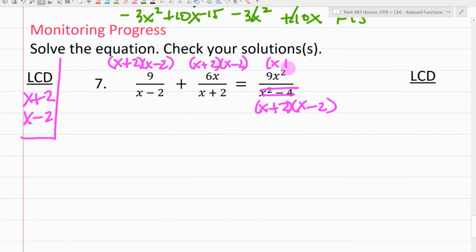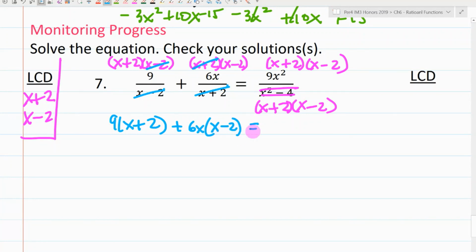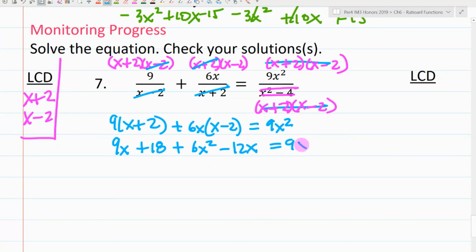If you put all your questions all together, you're not going to have any space to multiply that in. So cancel the x minus 2, I'm left with a 9 and an x plus 2. Cancel the x plus 2, and I'm left with the 6x and an x minus 2. And cancel both of these out, and I'm left with a 9x squared. 9x plus 18 plus 6x squared minus 12x equals 9x squared. So this side, 6x squared, and then 9x minus 12x.